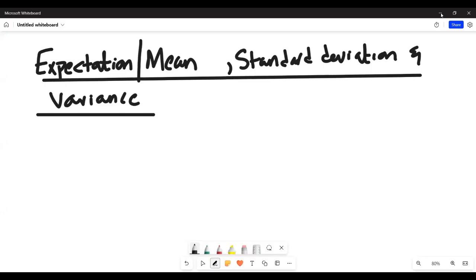We're starting the new topic today, which is expectations or mean. It's the same thing, standard deviation and variance. Now I'm going to write a few formulas we've already studied related to mean and standard deviation.